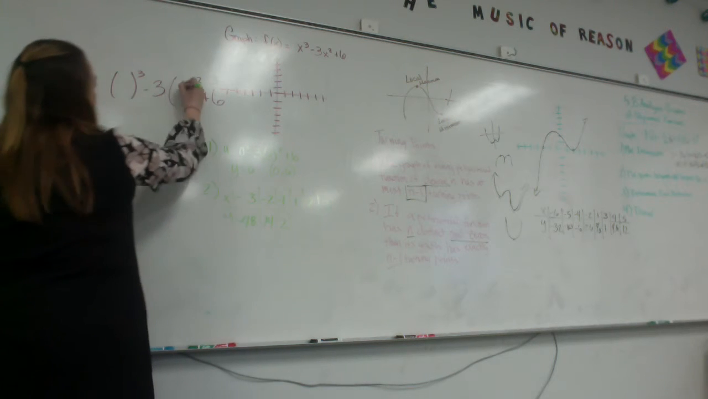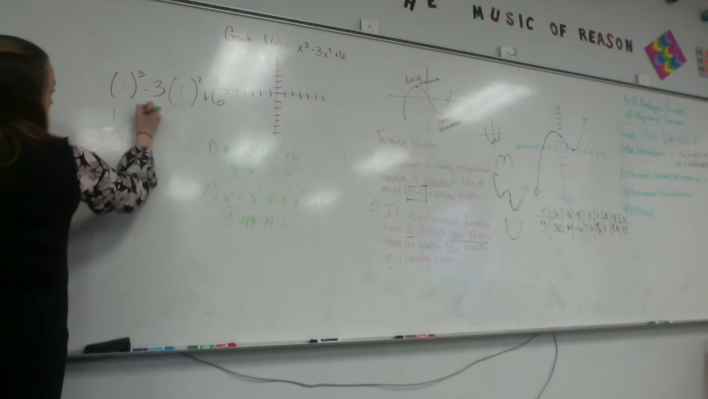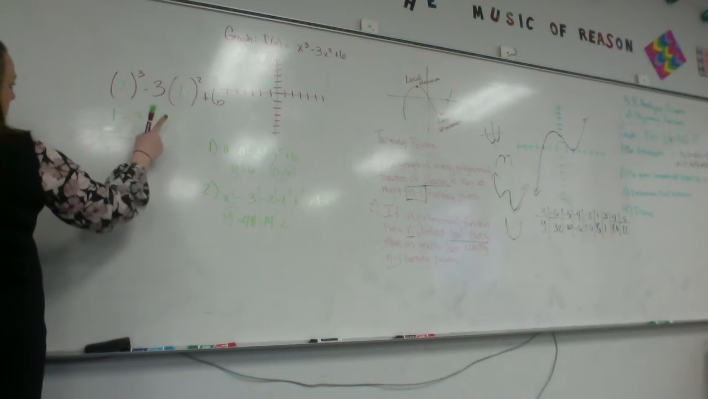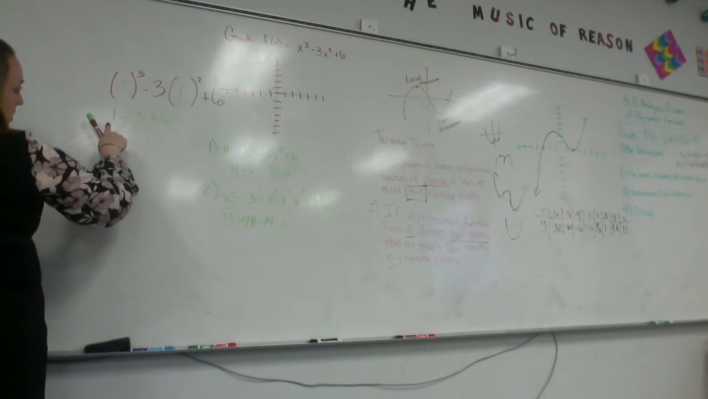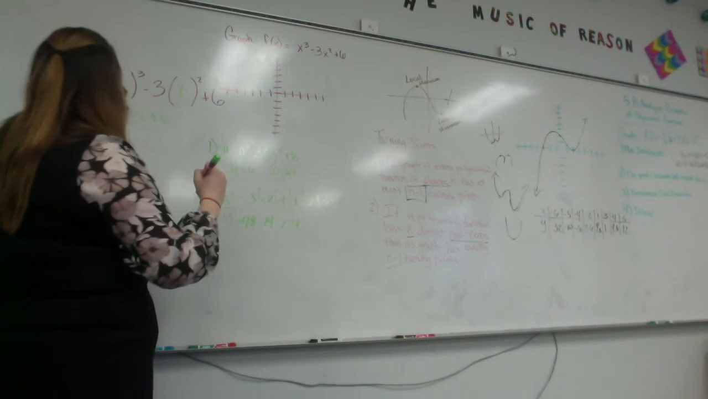Okay, 1. Ready? 1 cubed is 1. 1 squared is 1, times negative 3 is negative 3, plus 6. What's 6 and 1 together? 7. And minus 3? 4. Beautiful. And then 2.